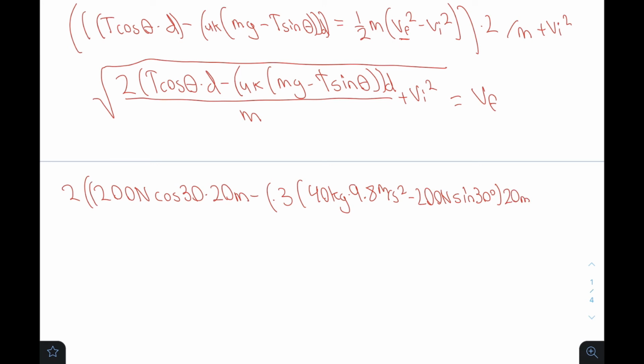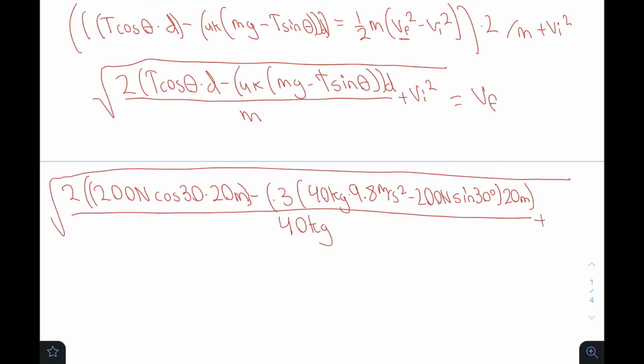Now I'm running out of space. Hold up. Okay. That times 20 meters, all divided by 40 kilograms. Of course, adding the initial 1.2 squared. And that's what we have to solve. And that's going to give us a final answer. Solving for all of that, we're going to get a speed of 9.32 meters per second. That's going to be the speed.